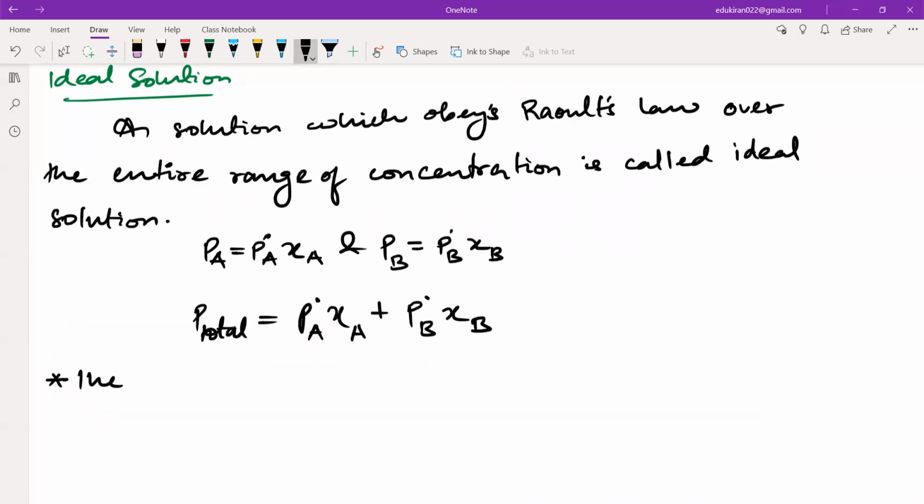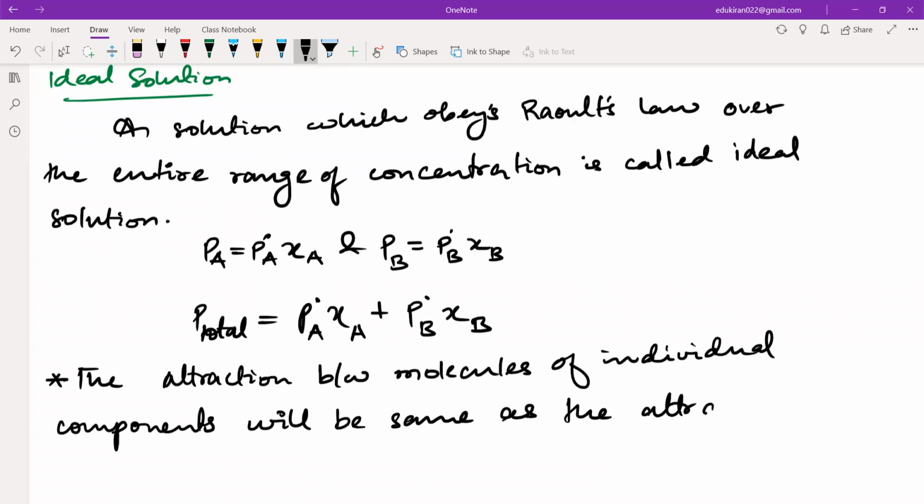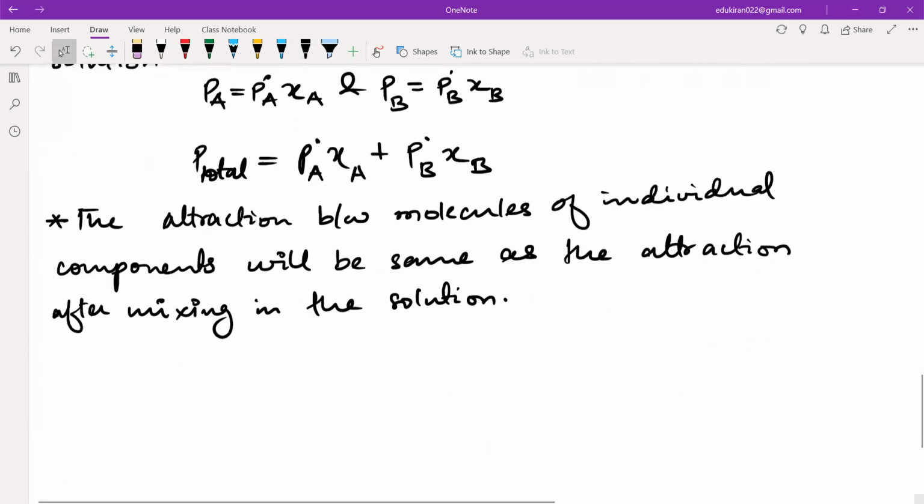We will write the attraction between molecules of individual components will be the same as the attraction after mixing in the solution.